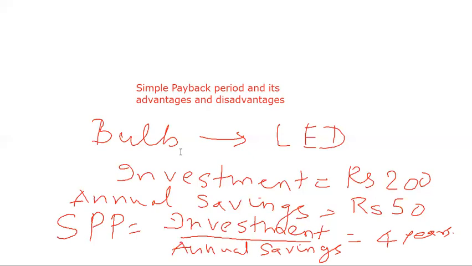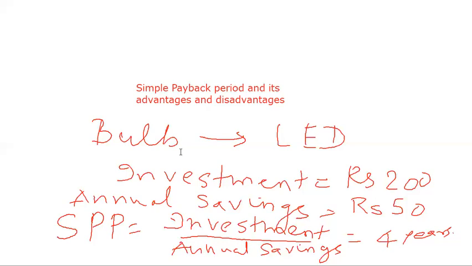The advantage is pretty obvious. If you want to convince the management about an energy saving option, for example, replacing a bulb with an LED, then this calculation becomes pretty simple and straightforward, right? So this is an advantage of the simple payback period calculation. You can do the calculations very easily.